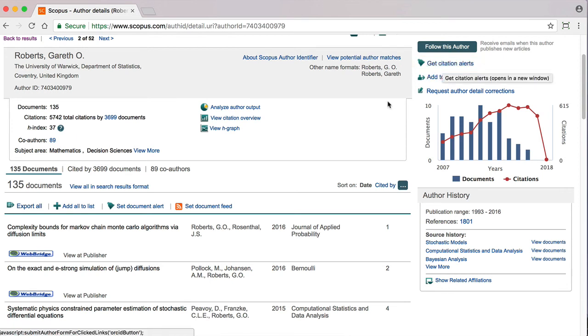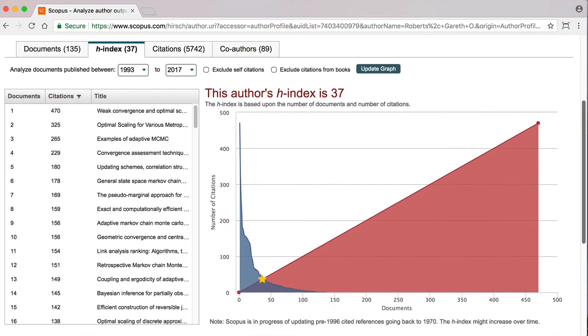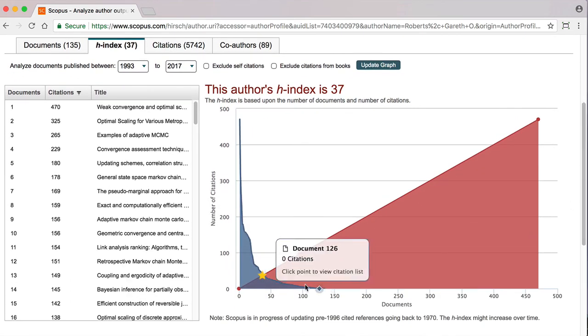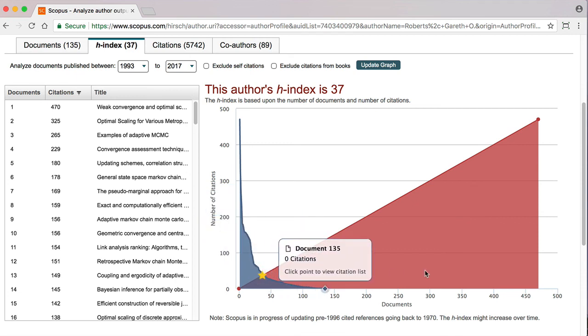More information about Professor Roberts' H-index can be found in the Scopus H-graph. This graph shows in detail the papers that have scored H or above citations, as well as the longer tail, and shows Professor Roberts' H-index of 37. This means he has at least 37 papers that have been cited 37 or more times, which is a world-leading score for the discipline of mathematics, where comparatively few papers are cited per publication.